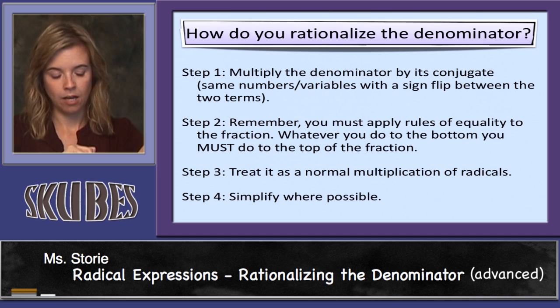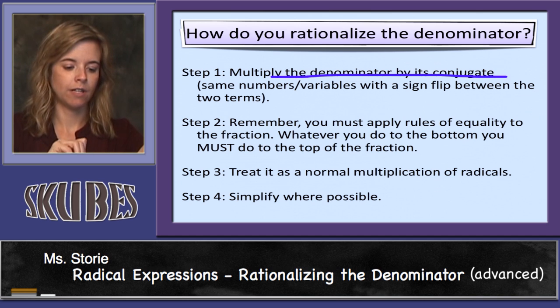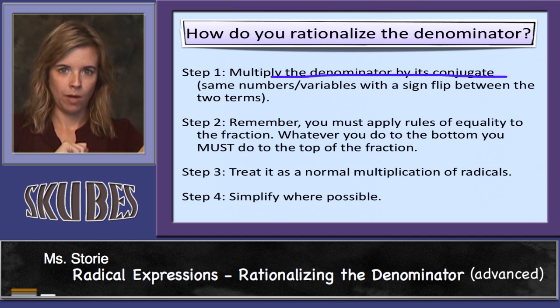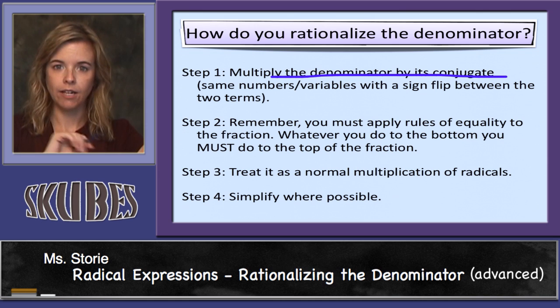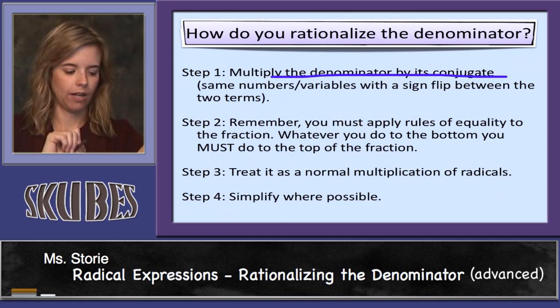How do you rationalize a denominator? First, you're going to multiply the denominator by its conjugate. If you remember, with conjugate, it's the same exact terms, and it's just the sign in between that gets flipped. So if it's x plus 3, the conjugate would be x minus 3.